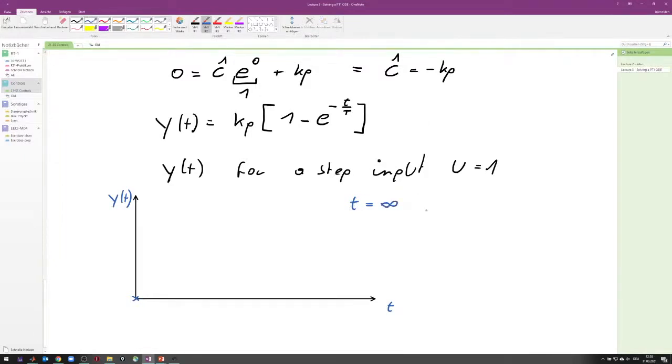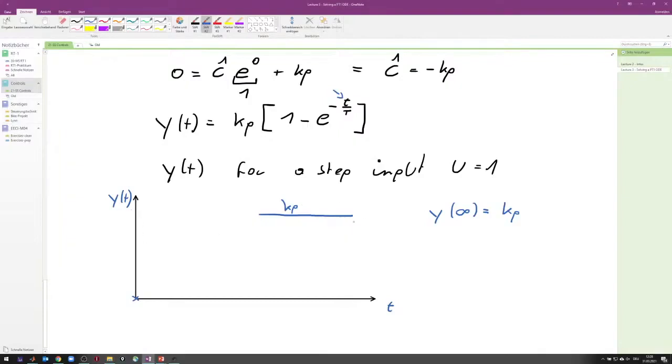Okay, so we let t go to infinity. What happens? Well, y of infinity is equal to... So this term here goes to 0. So what remains is kp, right? So we can say, okay, if we are just waiting long enough, then we're going to approach kp. Remember, it actually is kp times u, right? But u is equal 1. That's why we are approaching kp.